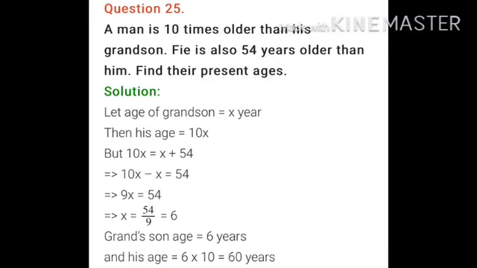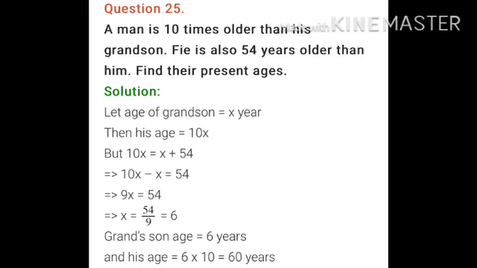A man is 10 times older than his grandson. He is also 54 years older than him. Find their present ages. This is question number 25. Let the grandson's age be x years. Then his age is 10x. But 10x is equal to x plus 54. So according to the question, 10x is equal to x plus 54.